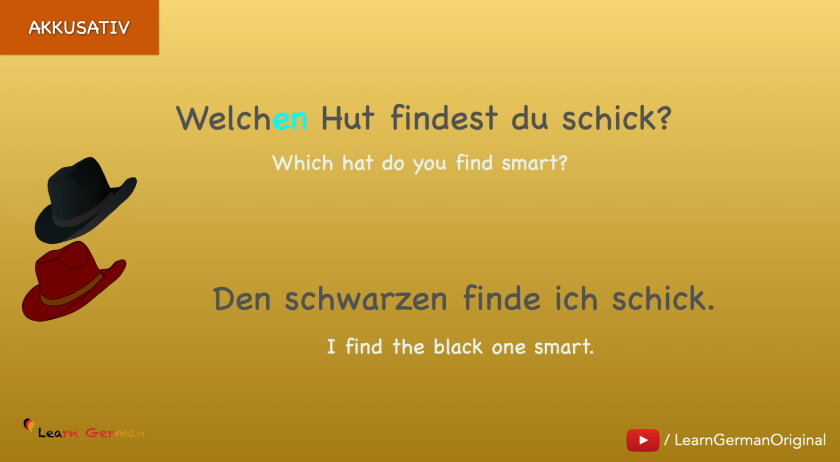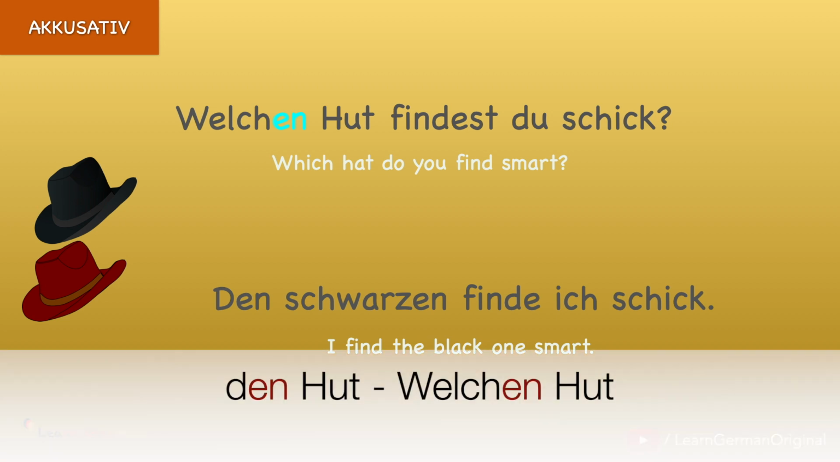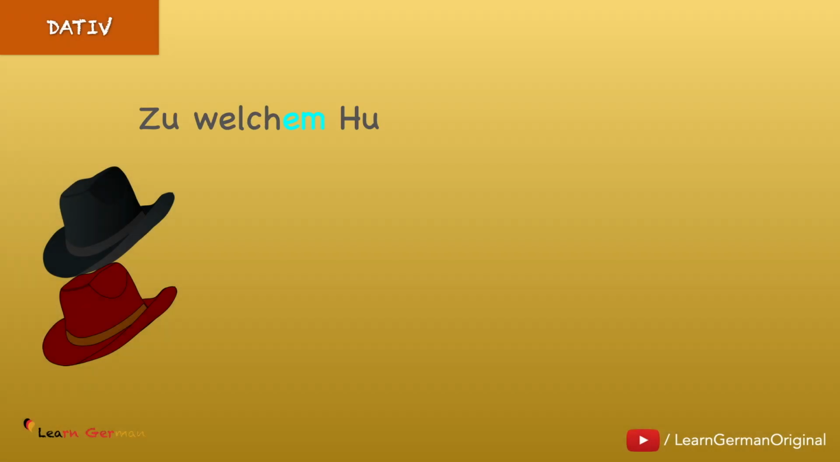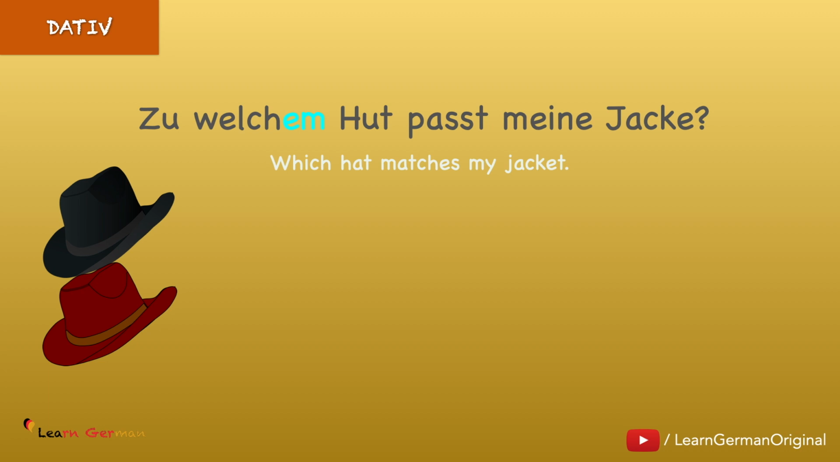Since Hut is masculine, in accusative it will take the article den. Welchen Hut takes the ending en from the accusative article den. The answer will be den schwarzen finde ich schick. Or I can simply say den schwarzen. Now let's move on to the third case, that is dative.